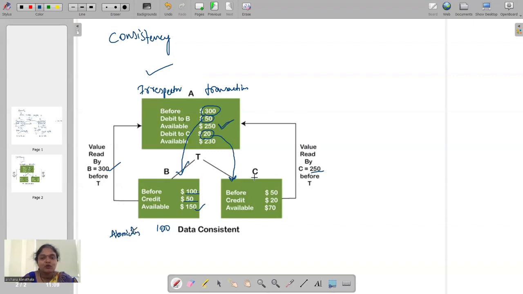Now with respect to account C, which has 50 rupees earlier, account A is sending rupees 20. So the summation should result in 70. It should not reflect 50, which would mean that the debit operation was done successfully but the credit operation was not. So in that case, it should not reflect 50 here. Either the values should be 300, 250, 100 and 50 as originally, or 250, 150 and 70 after the transfers.